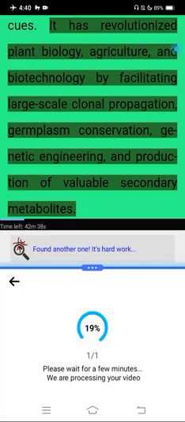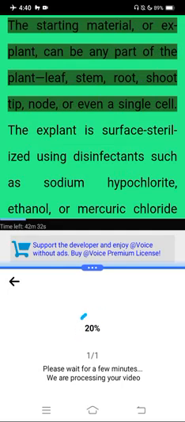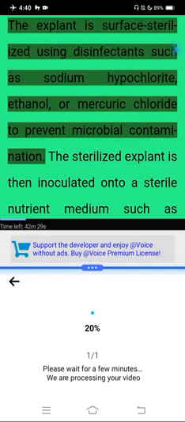It has revolutionized plant biology, agriculture, and biotechnology by facilitating large-scale clonal propagation, germplasm conservation, genetic engineering, and production of valuable secondary metabolites. The starting material, or explant, can be any part of the plant: leaf, stem, root, shoot tip, node, or even a single cell. The explant is surface sterilized using disinfectants such as sodium hypochlorite, ethanol, or mercuric chloride to prevent microbial contamination.